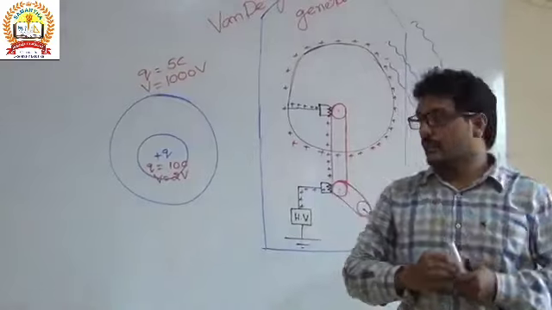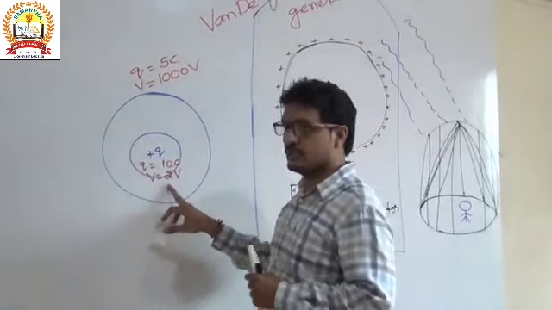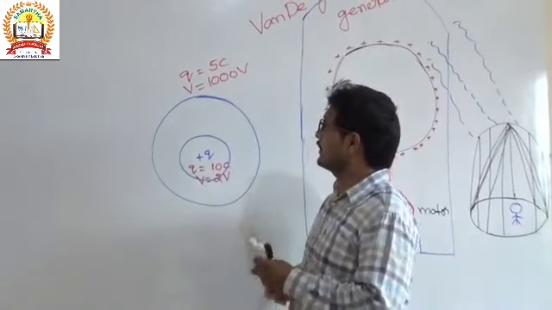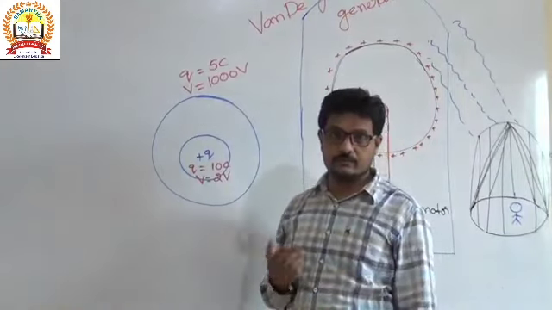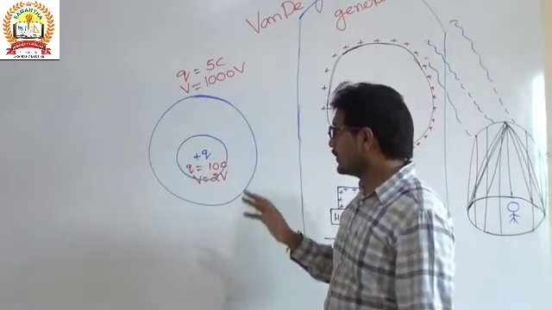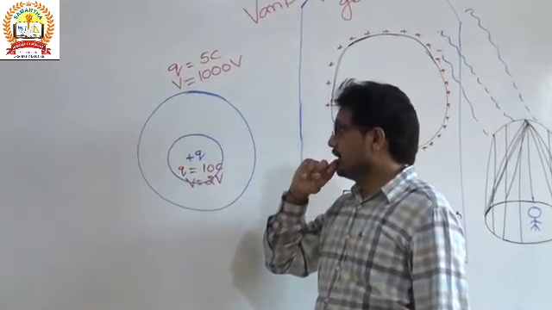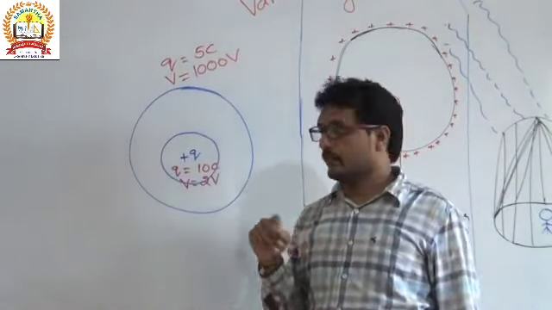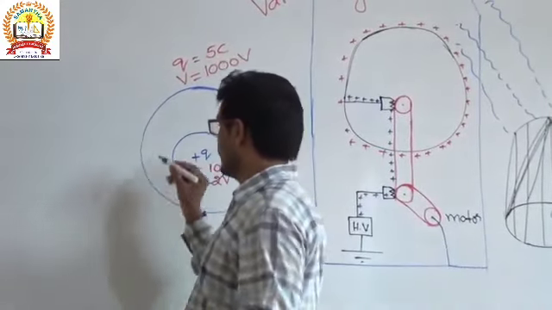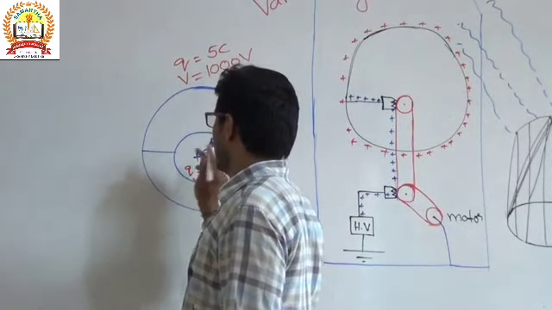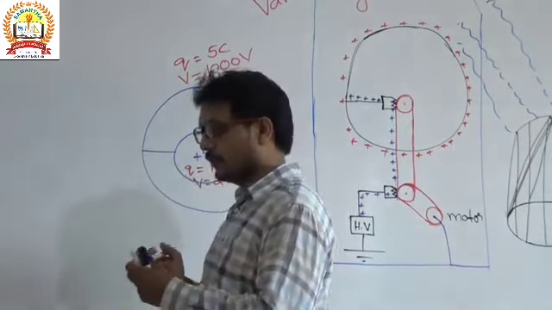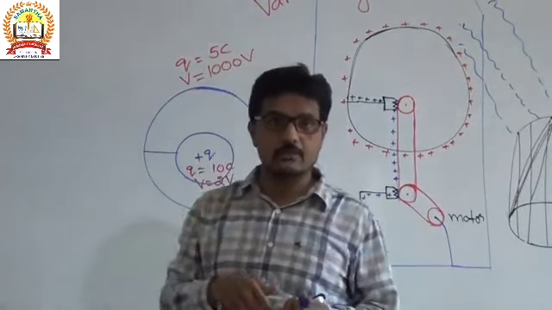The inner sphere has a potential of 2 volts and the outer sphere has a potential of 1000 volts. Then how does the charge transfer from one body to another? We know that when these two spheres are connected with a metal wire, the charge transfers from one body to another till the potential becomes the same.